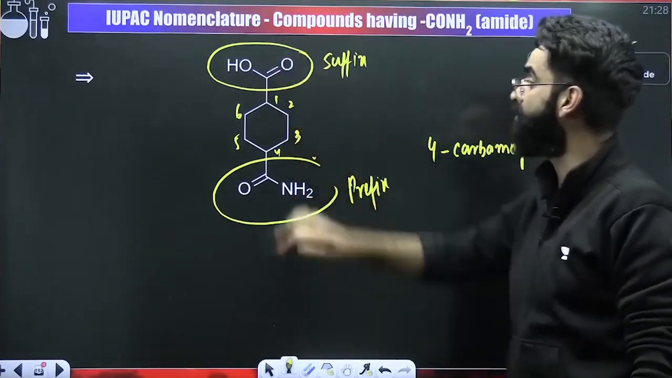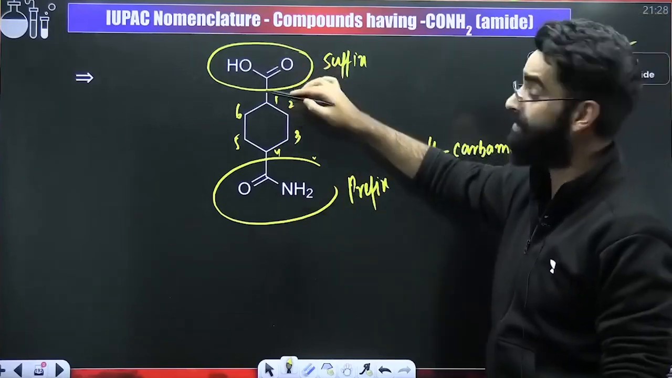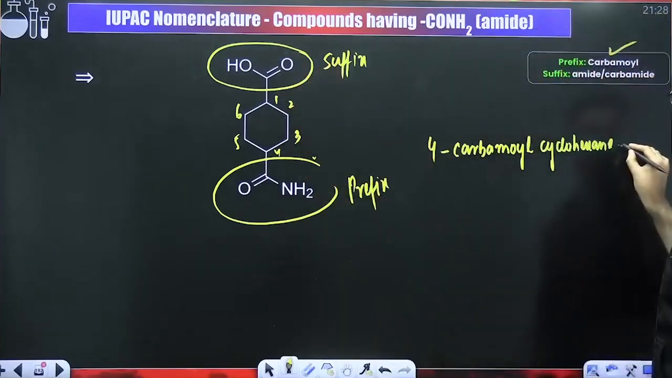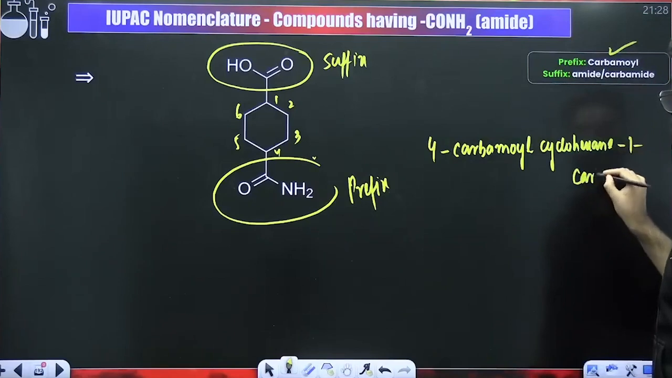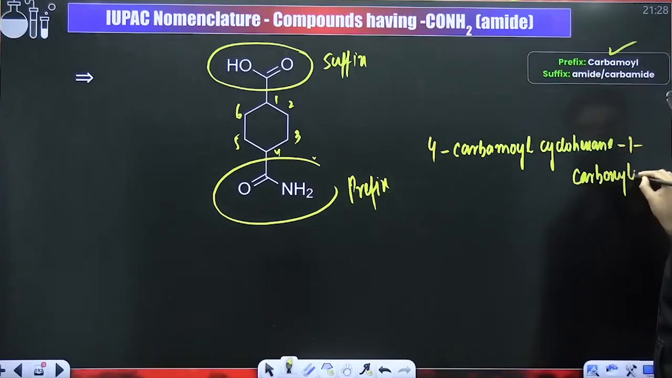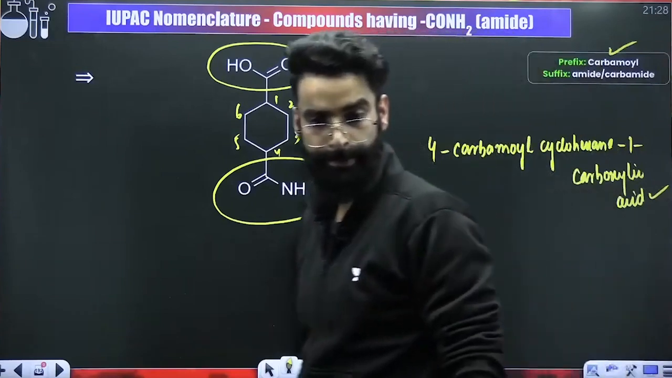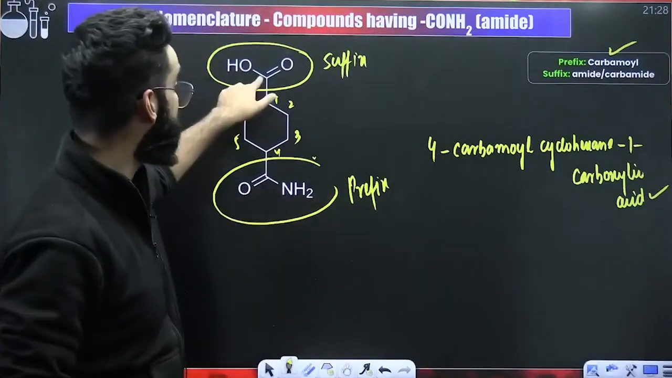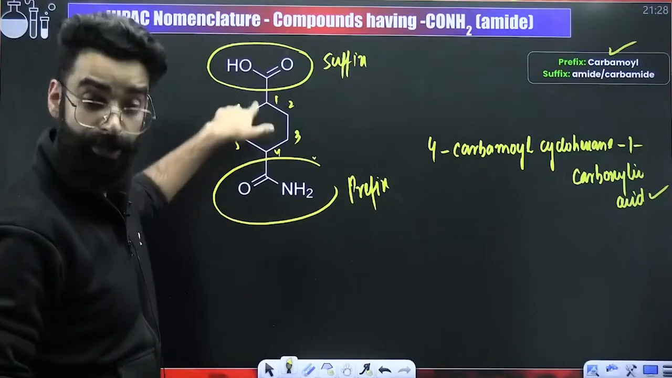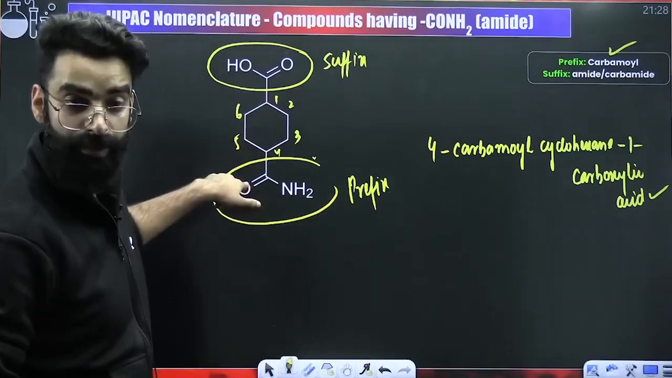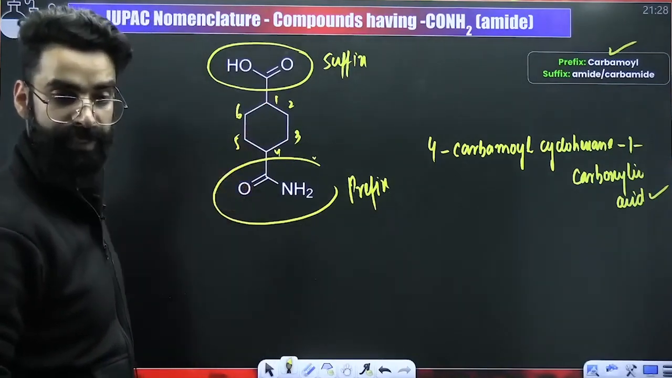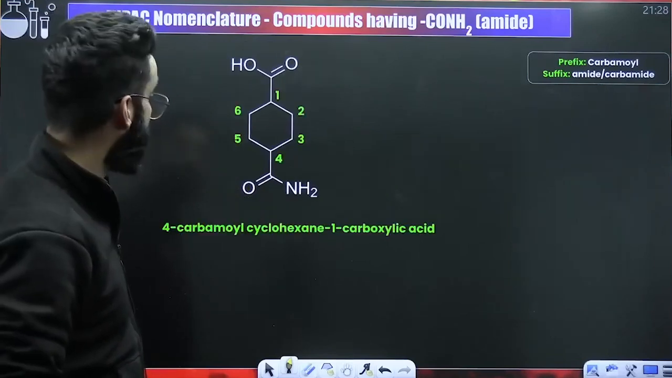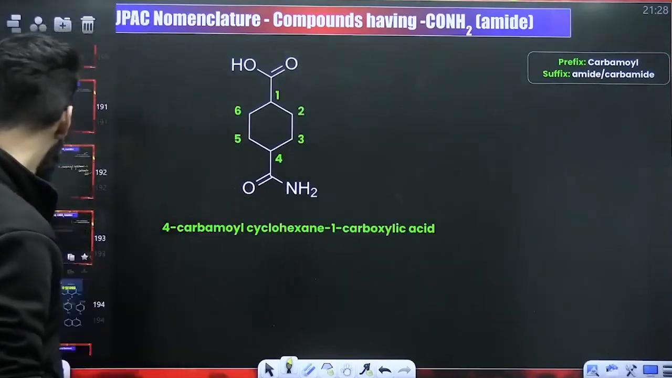And at 1, there is carboxylic acid, and the carbon of the carboxylic acid is not part of the main chain. So it is 1 carboxylic acid, right? It is not oic acid, guys. It's not oic acid because the carbon of carboxylic acid is not included in the main chain, right? Be careful with this.